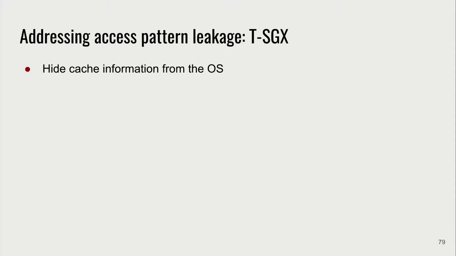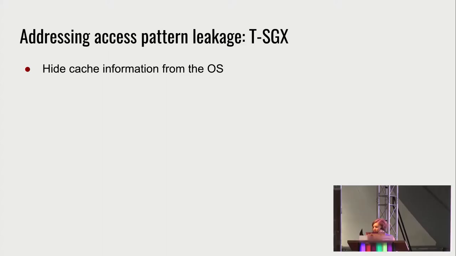So you can have a cache attack by another application, but if you're the OS, you have a bit more power in that you can try to cause page faults yourself, and you can look at the page faults that are happening. What TSGX does is it uses another set of extensions called transactional synchronization extensions to hide this information from the OS itself.